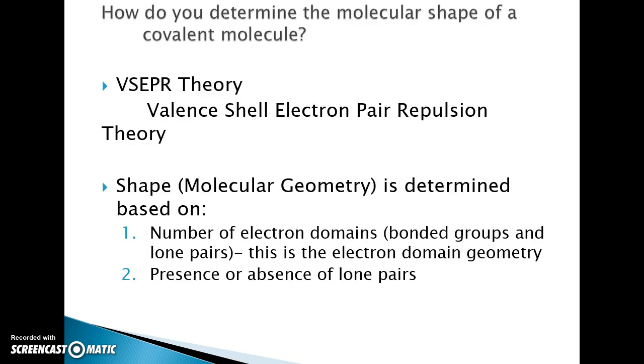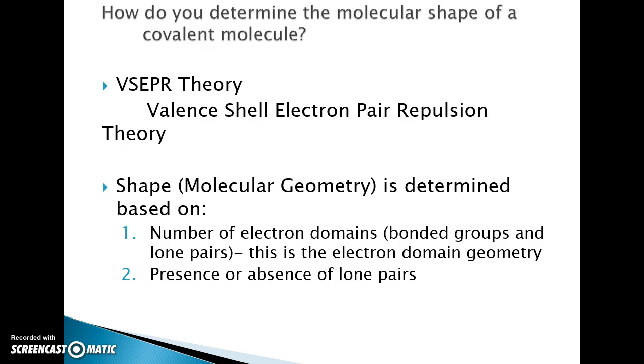Now, once we've done this, and again, we'll practice that, so if you're not comfortable just yet, that's okay. We're going to be able to determine the molecular shape of a covalent molecule using VSEPR theory. That's short for valence shell electron pair repulsion theory, which kind of makes sense, right? We're talking about the valence electrons. They repel each other, and that determines the shape.